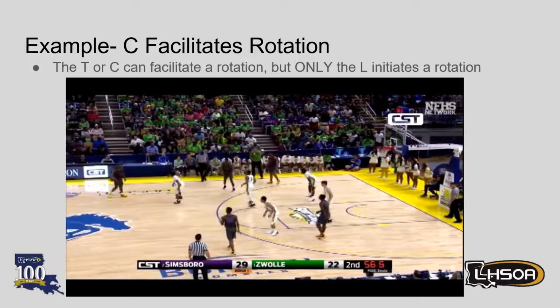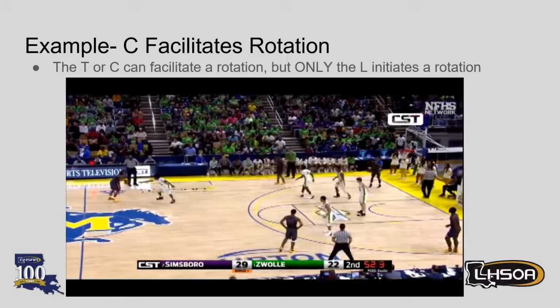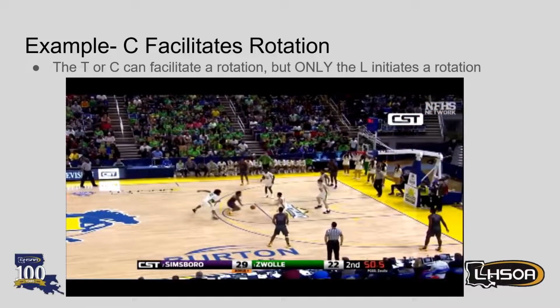Here it is. C is recognizing that there's ball pressure. He's moving up. The lead official recognizes that C went up, moves across the lane, and rotates. If lead does not go across the lane and complete the rotation, then C will have to move back to his original location. T and C facilitate the rotation, but only the lead initiates the rotation.